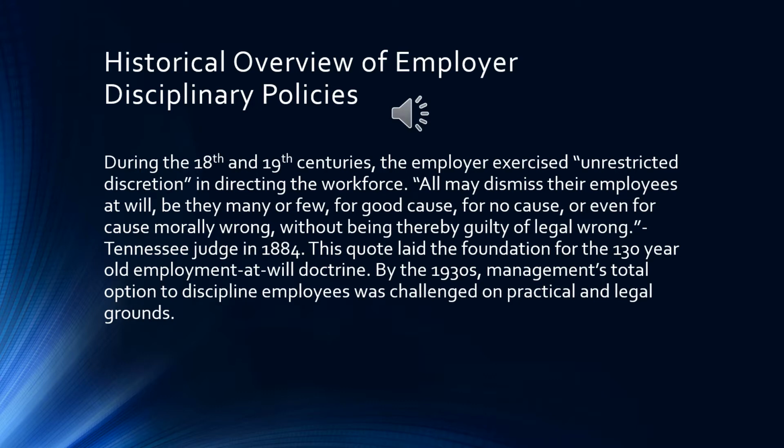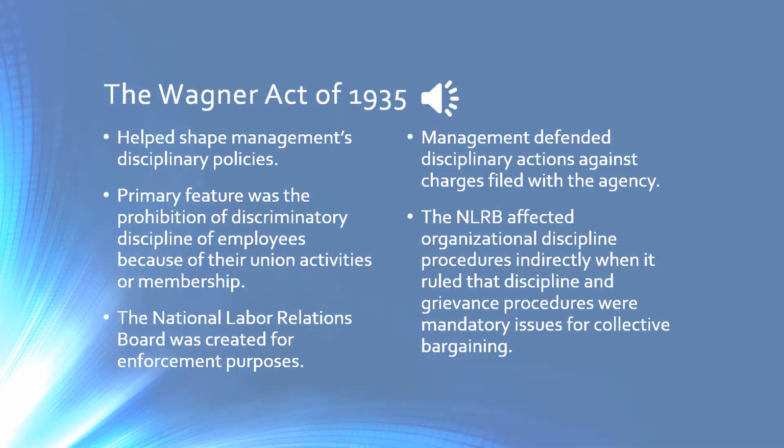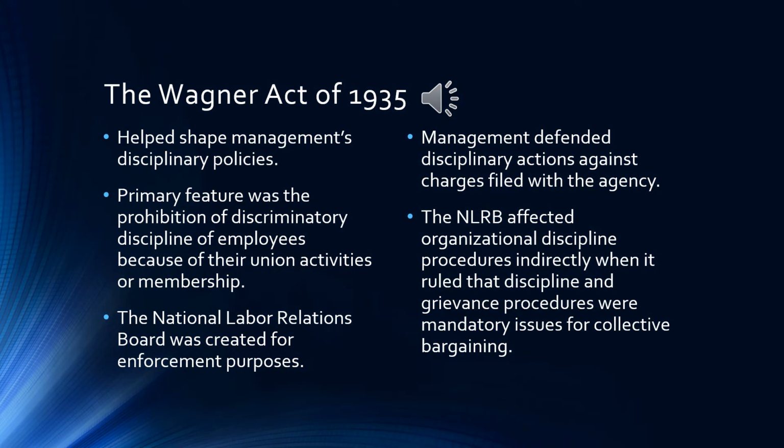By the 1930s, management's total option to discipline employees was challenged on practical and legal grounds. The Wagner Act of 1935 helped shape management's disciplinary policies. Its primary feature was the prohibition of discriminatory discipline of employees because of their union activities or membership.